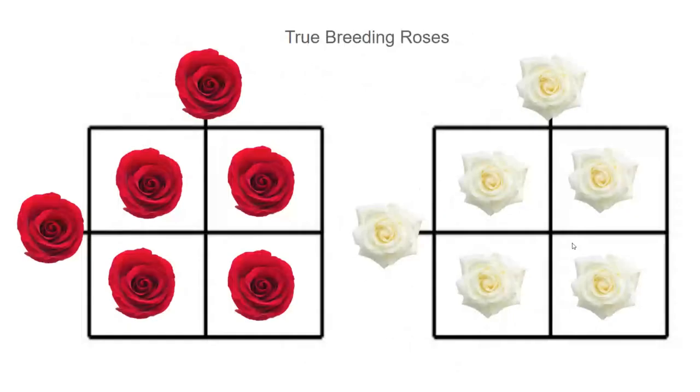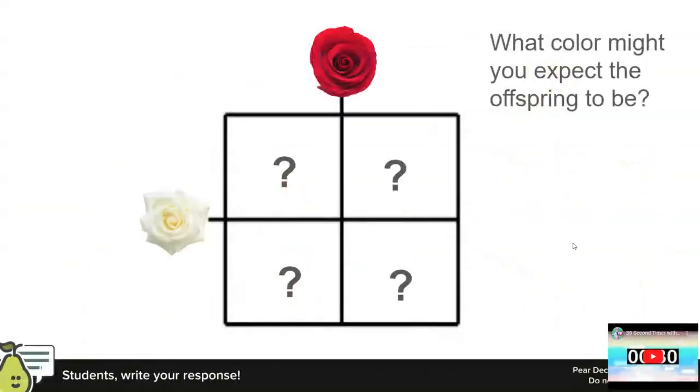Well, now I have a different variety. Just bear with me, I know they look like the exact same roses, but it's a different variety of rose. But I do have true breeding red of this variety, and I do have true breeding white of this variety. What do you think is going to happen when I cross these two roses? Well, according to our last experiment, we might expect pink. According to Gregor Mendel's experiment, we might expect red.